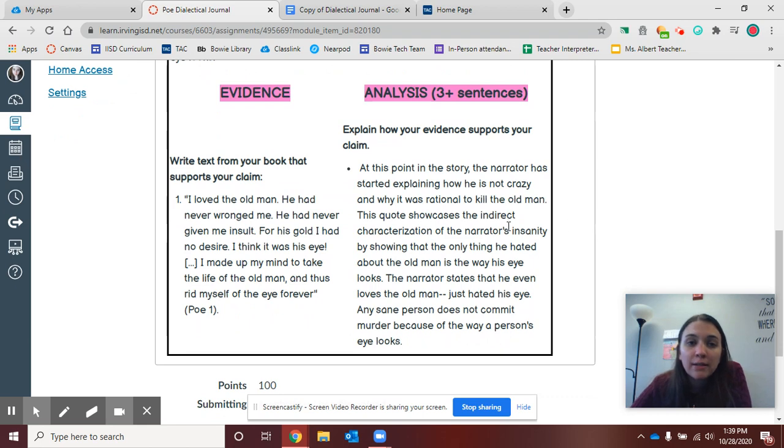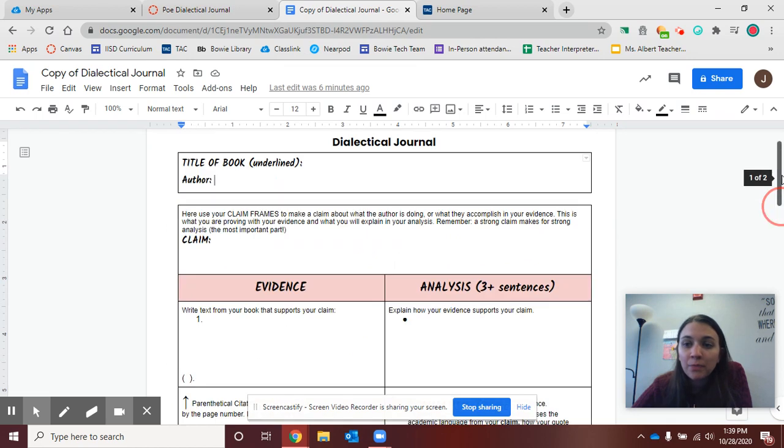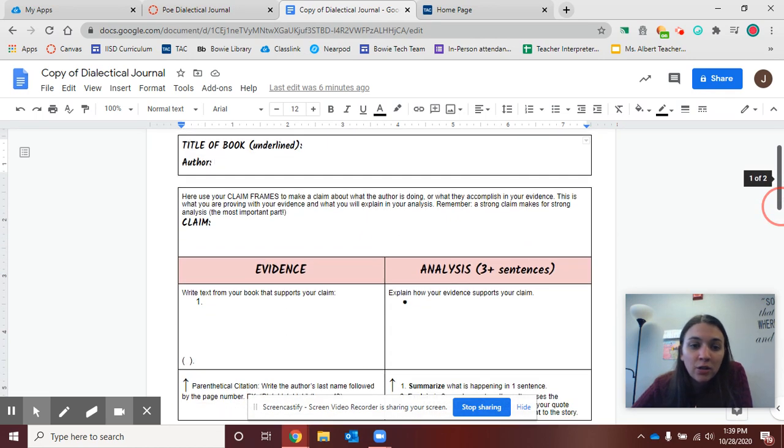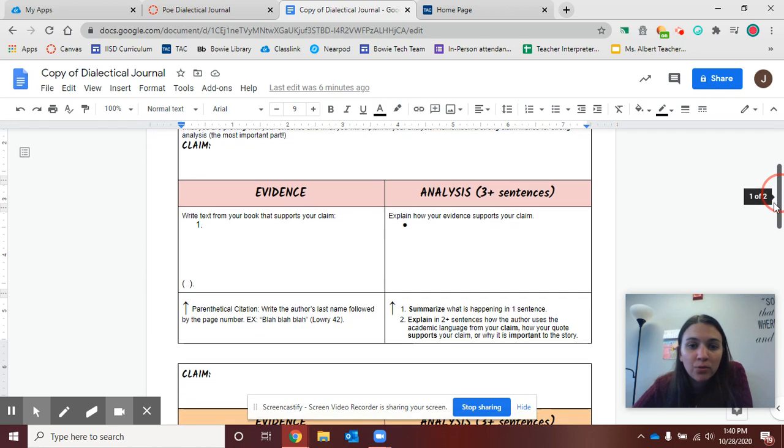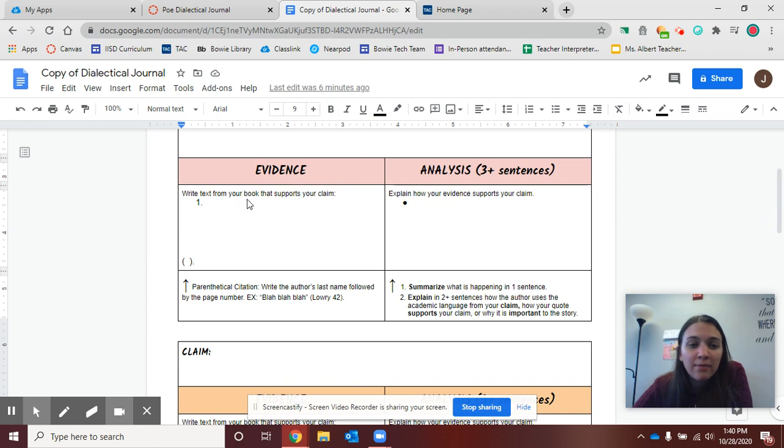So you're going to do the exact same thing with the Poe short story that you picked to read independently. So here's your template, and here is just exactly what we looked at. You have your claim right here, and I said use your claim frames, and they have some explanation here. Remember, a strong claim makes for a strong analysis, and that is the most important part of what we're getting at. And then we have the evidence section, which is where you're going to write the quote, and we have the parentheses for you to write your author's last name in and the page number. It's important that we cite where we got it from.